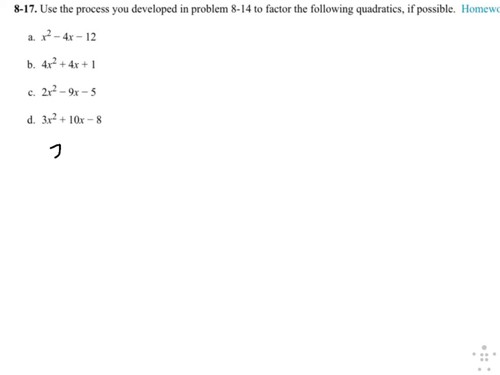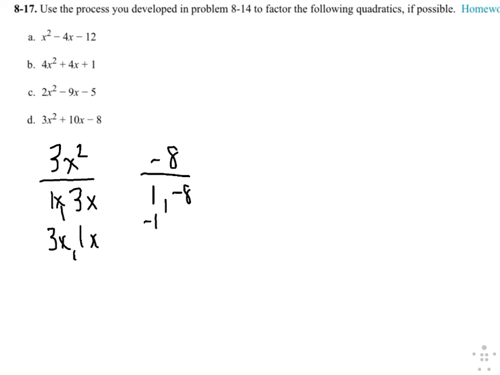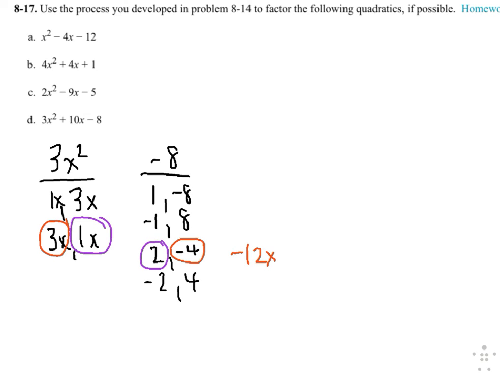So we have 3x squared, and I honestly forget the order we did this in. 1x and 3x, and then we had negative 8, and we did 1, negative 8, negative 1, 8, then 2, negative 4, and negative 2, 4. Okay, so I believe we were going in this order. So now we were at 3x and negative 4, which is negative 12x, and then 1x and 2, the inners, which is plus 2x. That's negative 10x. Getting close, we need positive 10x.